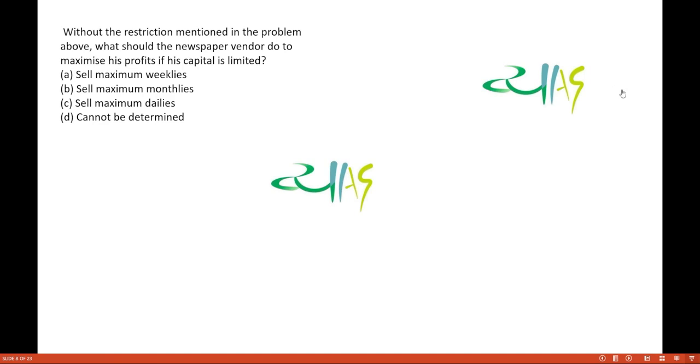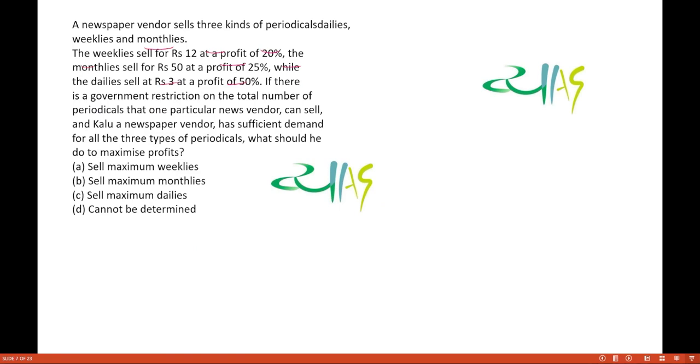Now look at this question. It is saying, without restriction mentioned in the problem above, what should the newspaper vendor do to maximize his profit if his capital is limited? Okay, so let us see what was the restriction that is given.